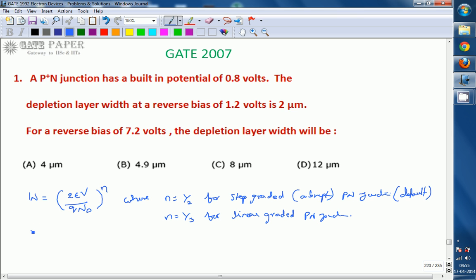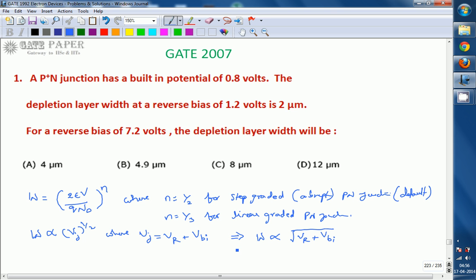From this we can say that W is proportional to Vj to the power of n, where Vj is the junction voltage under reverse bias. Here n is equal to 1/2, and Vj is the reverse voltage plus the built-in voltage. So W is proportional to the square root of Vr plus Vbi. This is the equation for W.